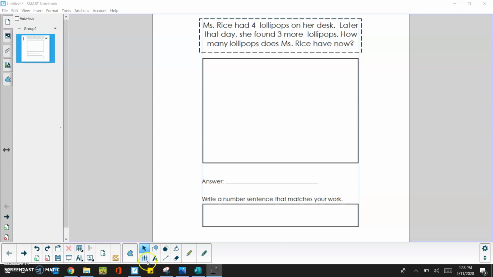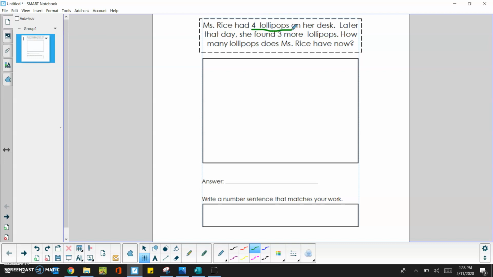Let's read it again, and this time we're going to look for that important information. Miss Rice had 4 lollipops on her desk. How many did she have on her desk? That's right, she had 4 lollipops on her desk.